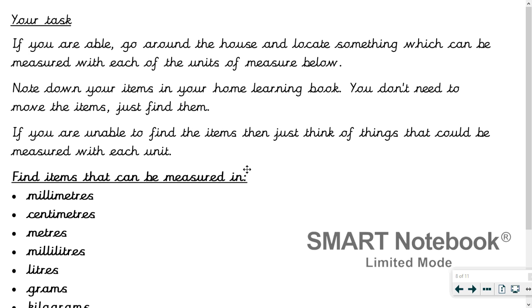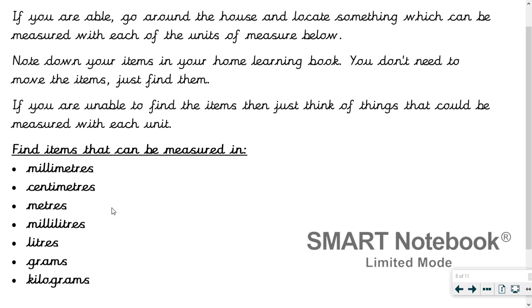If you're unable to find any items for any of our units of measure, then have a think. Go back to some of my examples, or just have a think what could be used and note it down. I'm not going to come around and check that all the items that you've noted down are things that can be found in your house. And also, this isn't the work you're submitting, that's going to be your mathematics. So this is for you, just to get some practice.